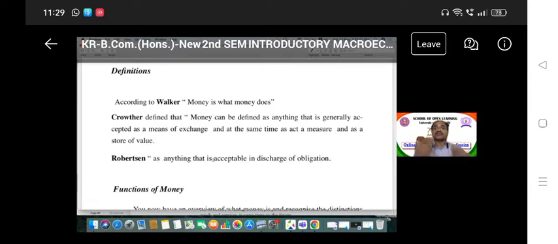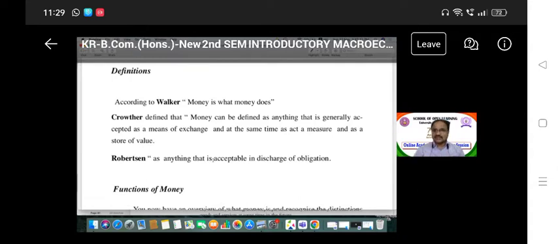That is storage. So money plays a role as an exchange for goods and services, as well as a store of value, according to Prowther. Next, coming to Robertson, he describes money as anything that is acceptable in discharge of obligation.